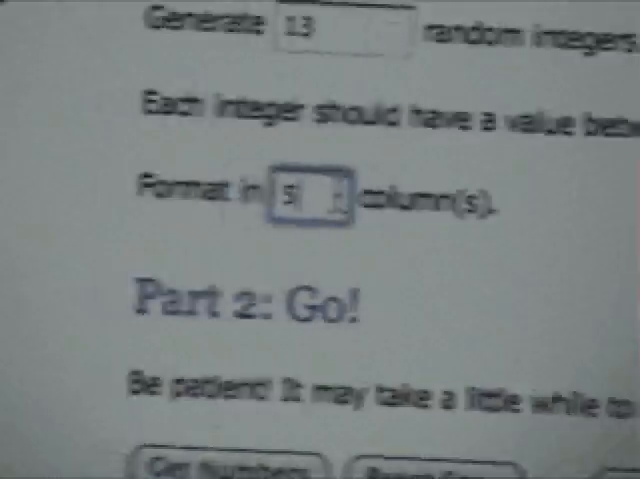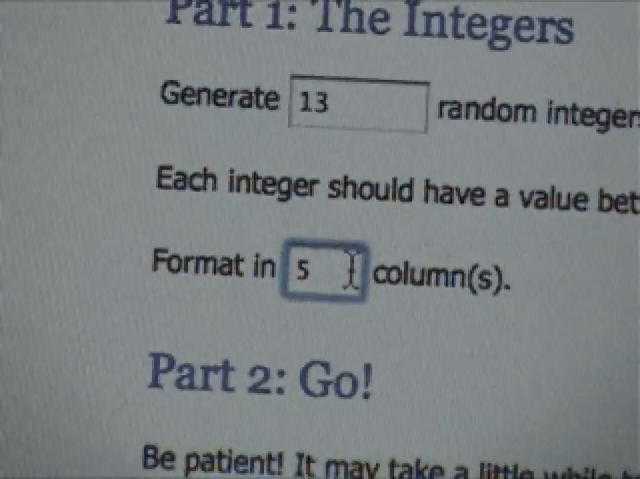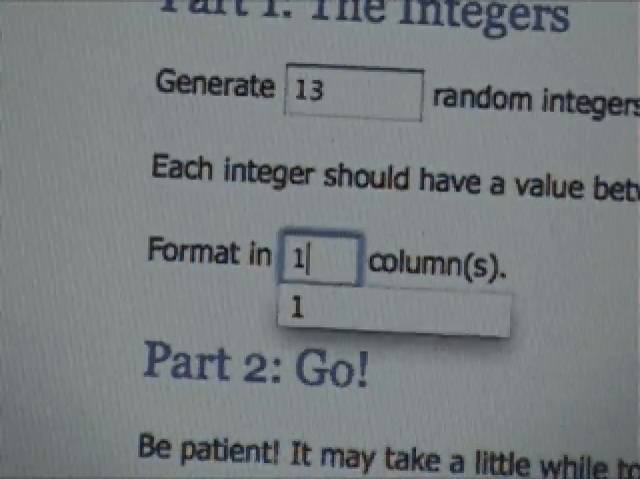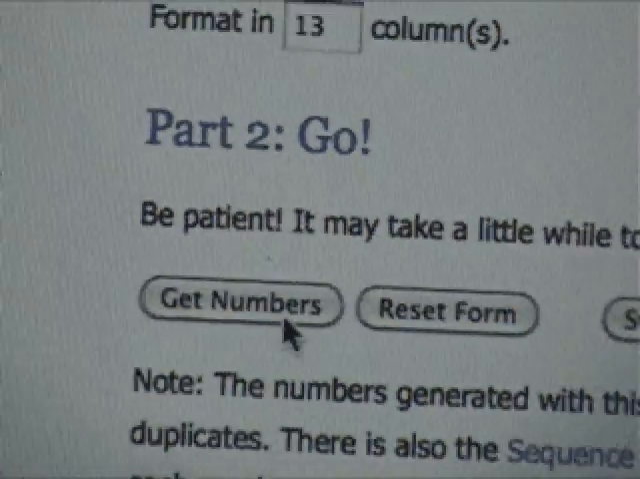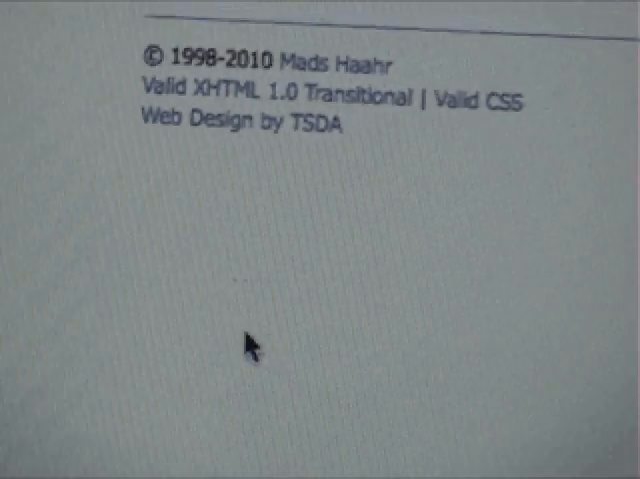Now, how many columns do we want? To make it much less confusing, we shall put 13 columns so we have each random number on its own. It's much easier to read. So, number 13. Yay! So, now we shall get the numbers. Here is our first simulation.